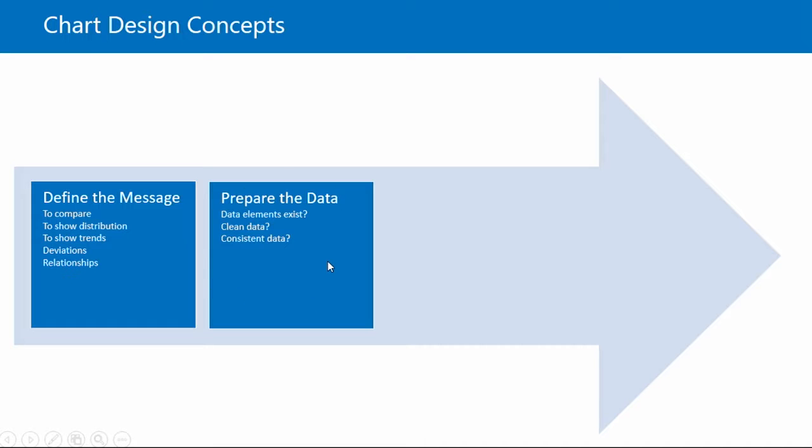Next, we have preparing the data. Even when the message and corresponding chart type are known, sometimes the data within the application environment may not support the analysis the chart designer is attempting to convey. If so, additional customizations or modifications to views might be required. This is also why the choice of the correct data types when doing Microsoft Dynamics 365 form customizations and design is so important.